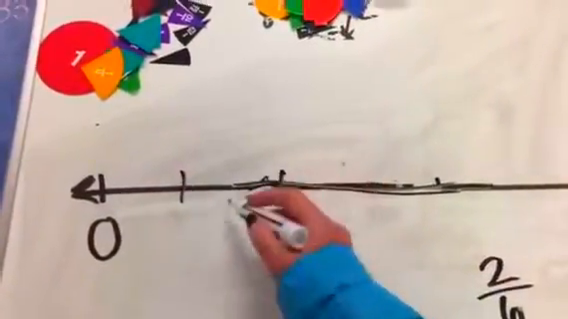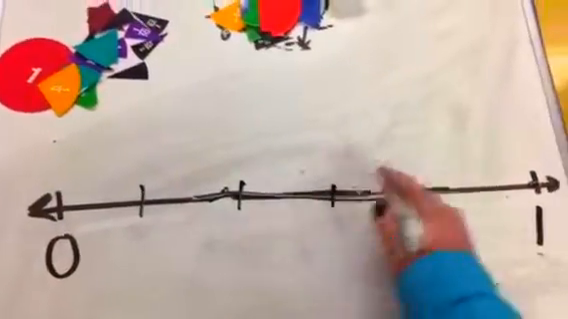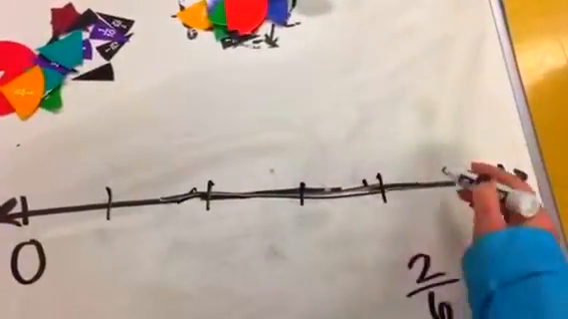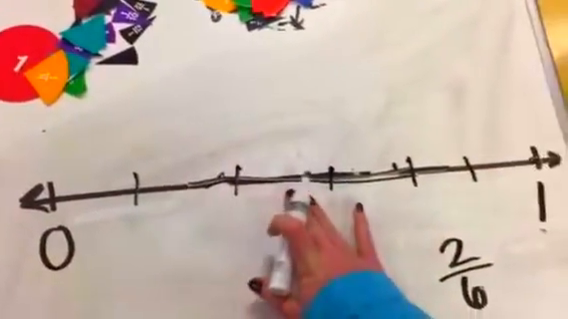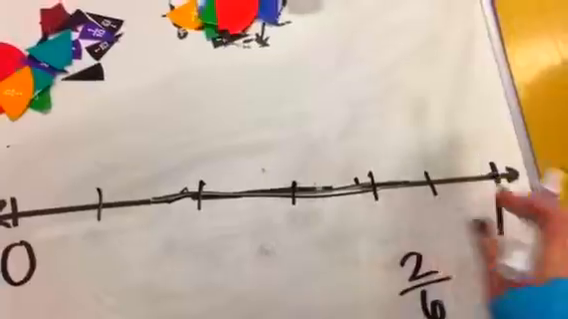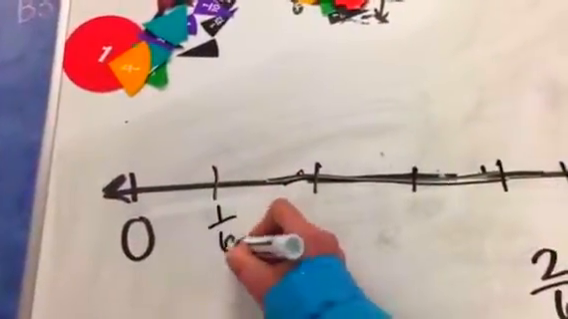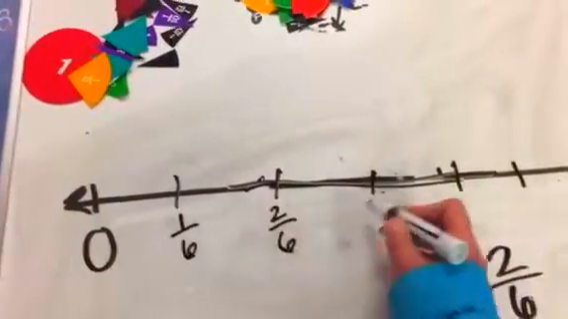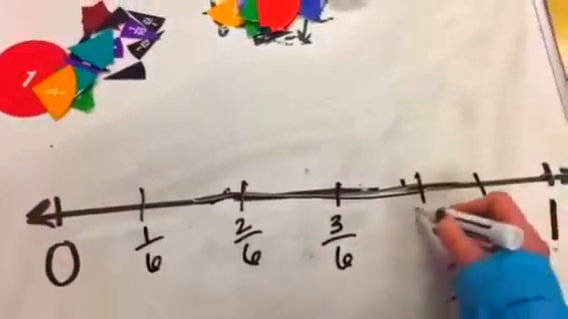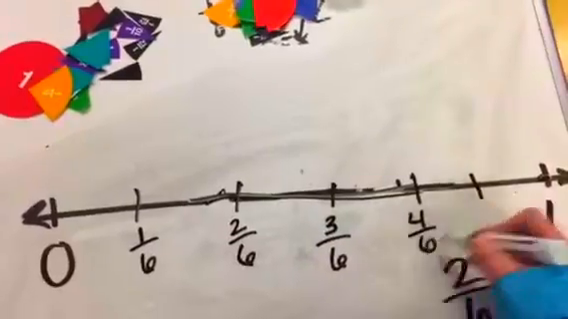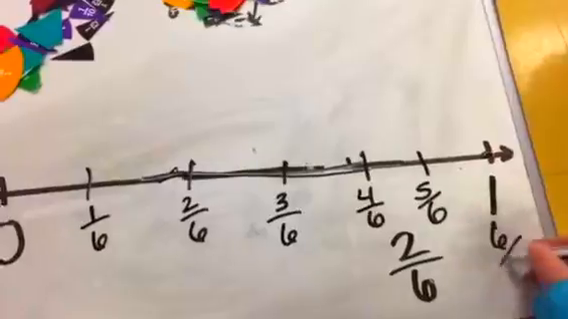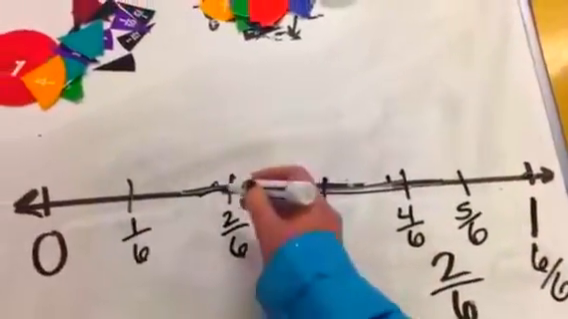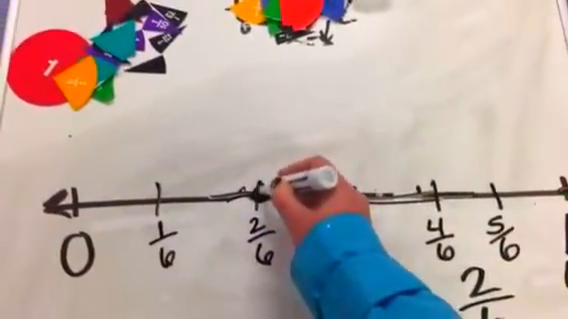1, 2, 3, 4, 5, 6. 6 pieces in my whole. Let's start labeling them. 1/6, 2/6, 3/6, 4/6, 5/6, and then 1 whole is the same as 6/6. So they wanted me to label 2/6. There it is.